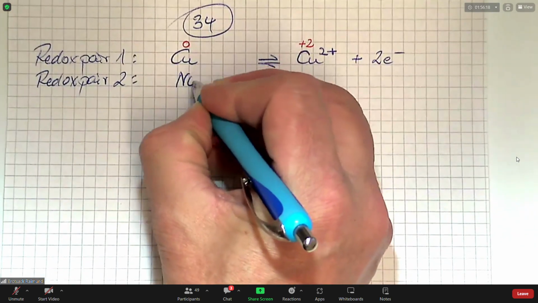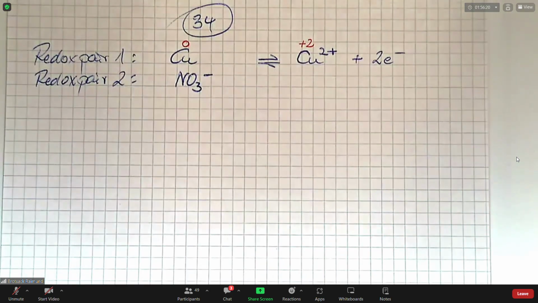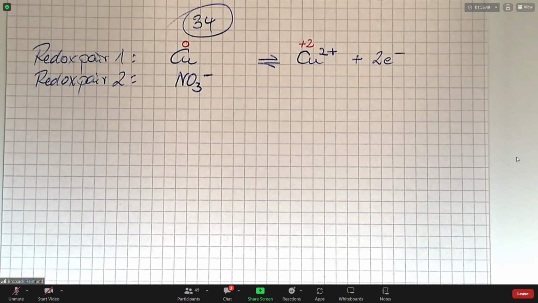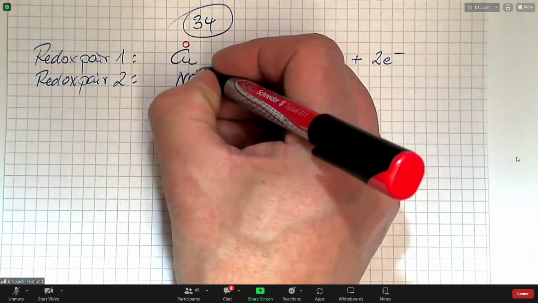The NO3 minus. When copper is oxidized, so what are we expecting here? What will be reduced? Do you remember the rules of oxidation numbers? How to place oxidation numbers? What's the oxidation number of oxygen? -2. So it's always -2.